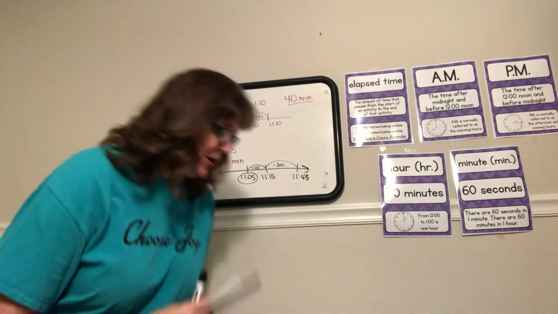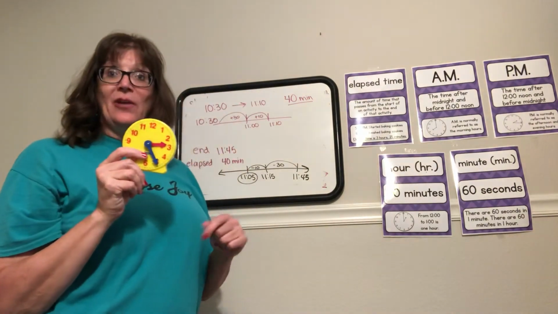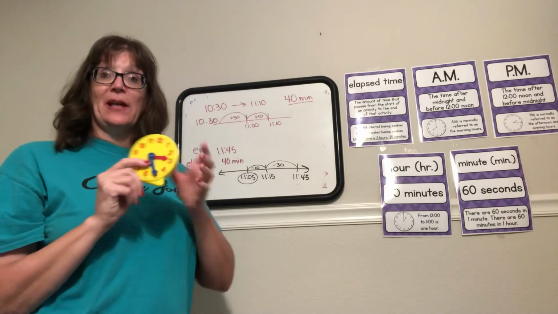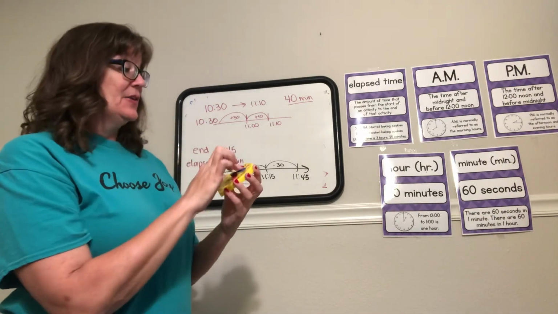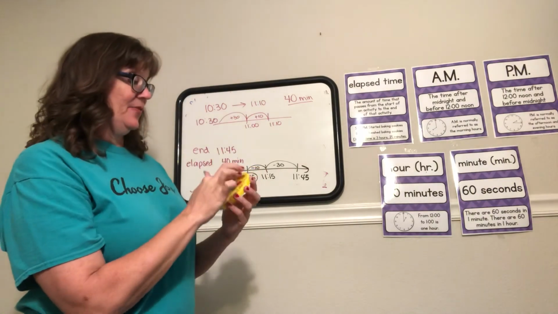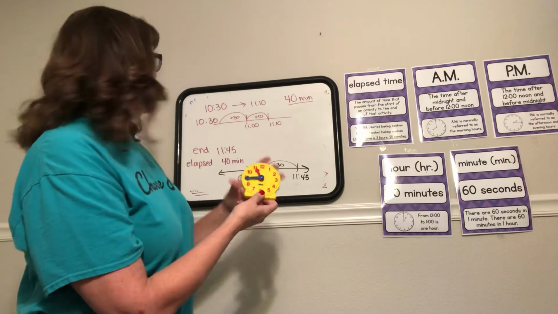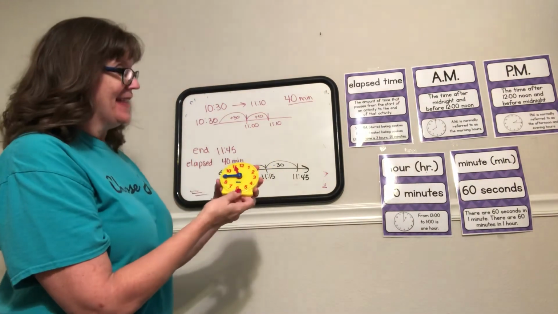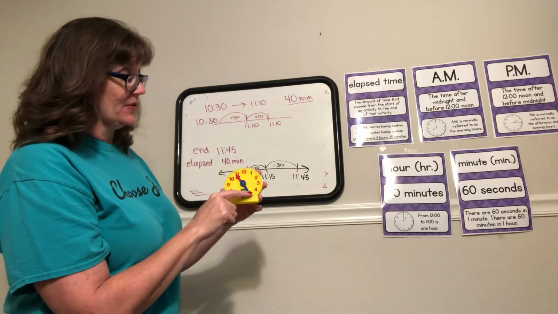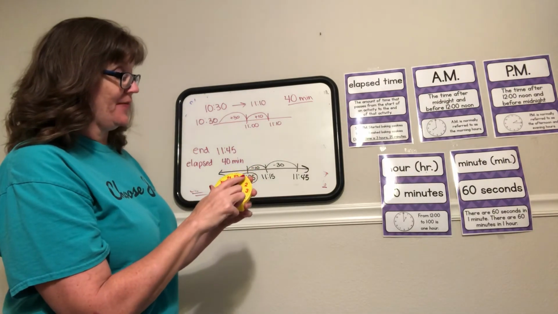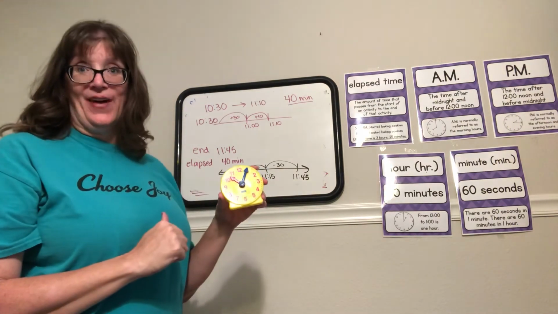And remember, you can also use an analog clock, or you can draw a picture of an analog clock if you like working with the numbers on the face of the clock. So if I started at 11:45, well actually he ended at 11:45, and then I count backwards by fives. 5, 10, 15, 20, 25, 30, 35, 40. So he started fishing at 11:05.